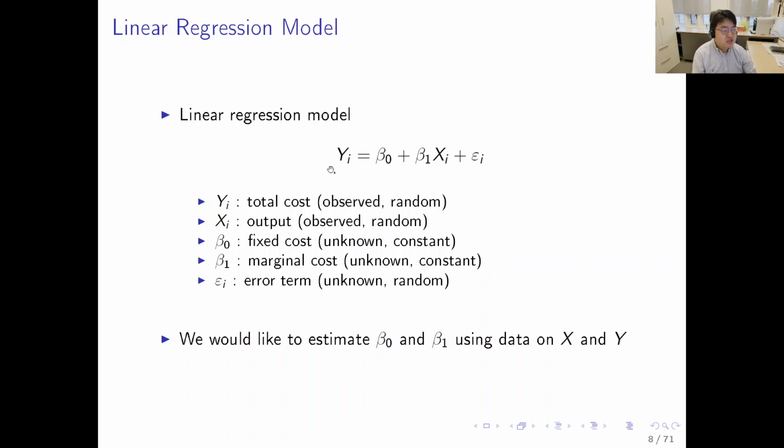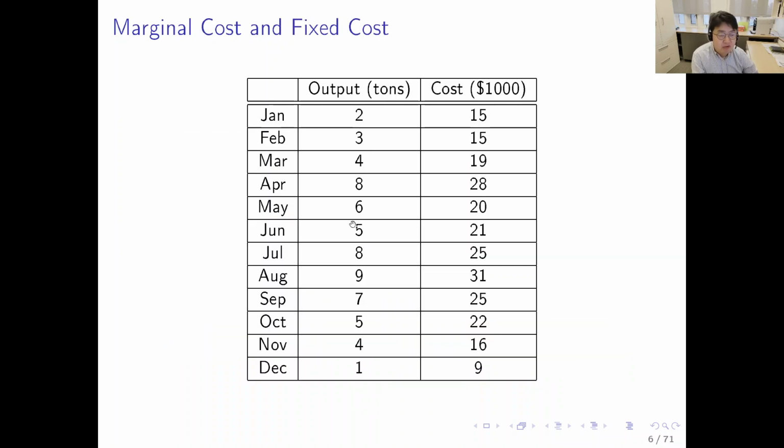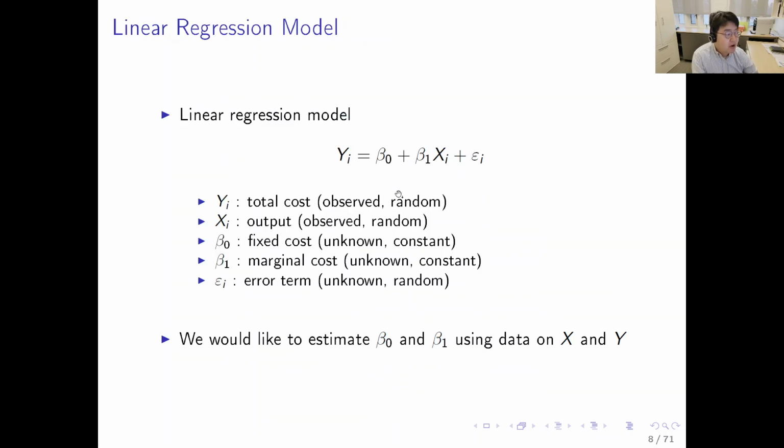So in this way, we are going to assume that the total cost is generated this way, and we observe. Now here you need to think about what is observed and what not, what is random and what not, and what you estimate and what not. What you observe is the monthly cost and monthly output, as you just saw. You observe 12 outputs and 12 costs by month.